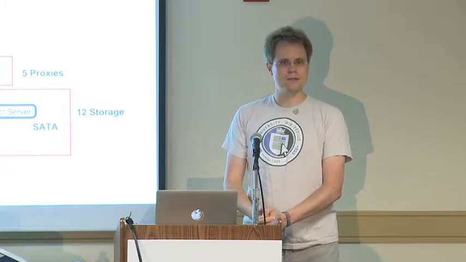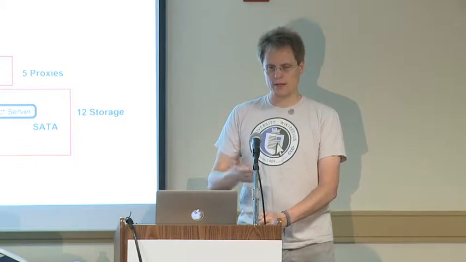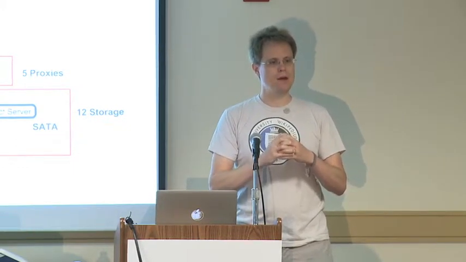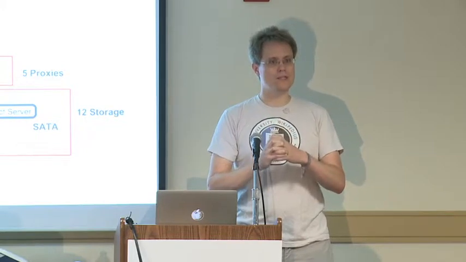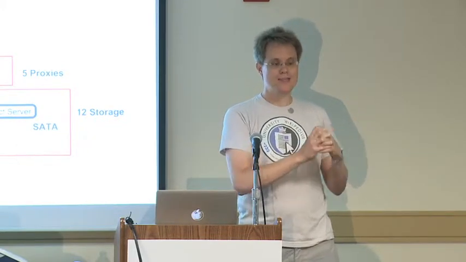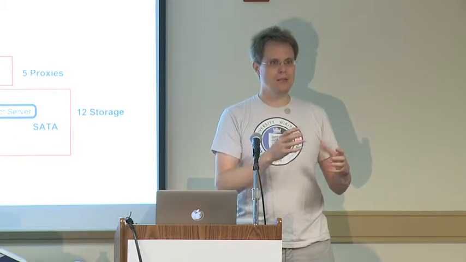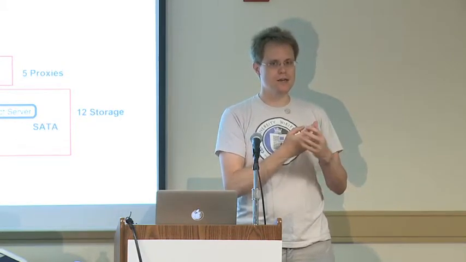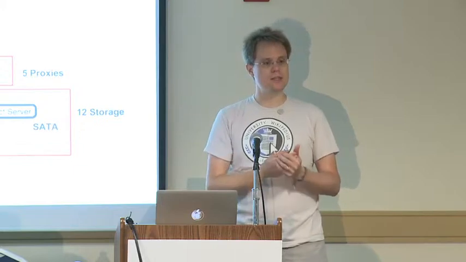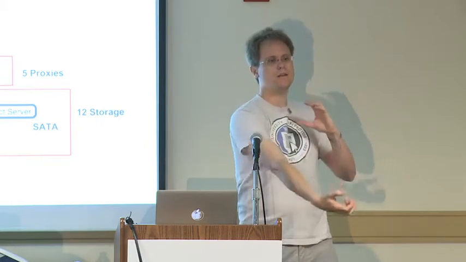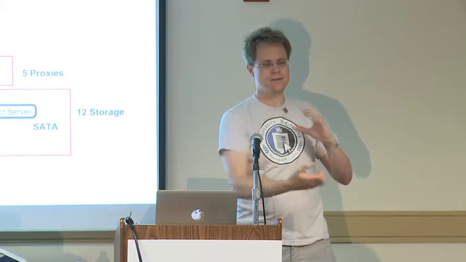When I say the ring, I mean the data file that contains the mapping of what object is supposed to go where. It's actually just a collection of mathematical formulas and some seed values. So it doesn't actually list a specific object, but given an object's name, that hashes to a specific value, which then lands on a specific server.